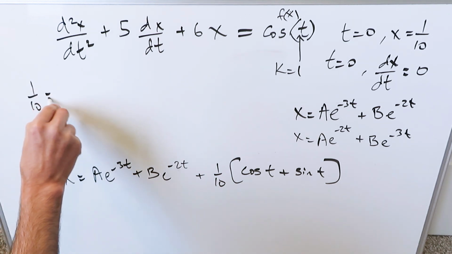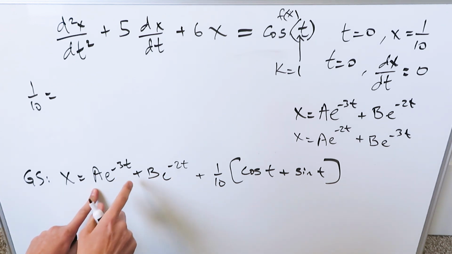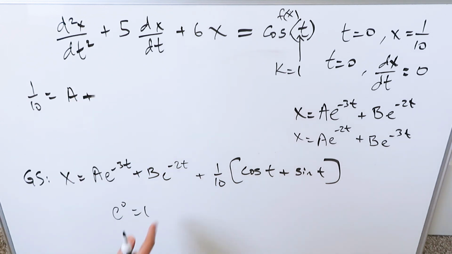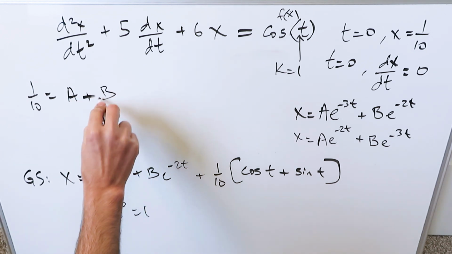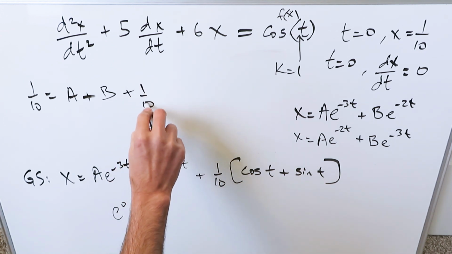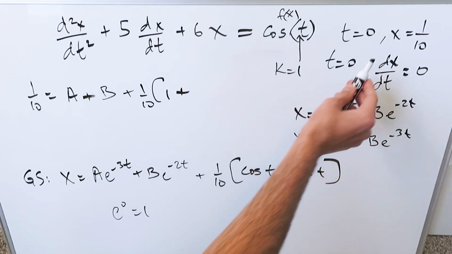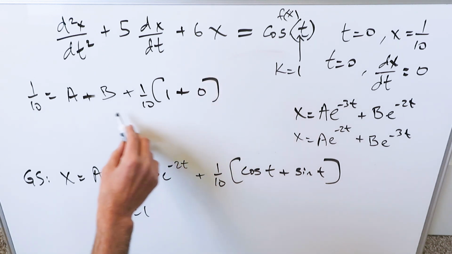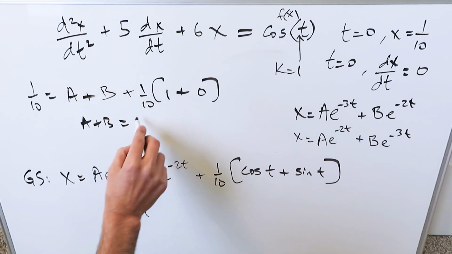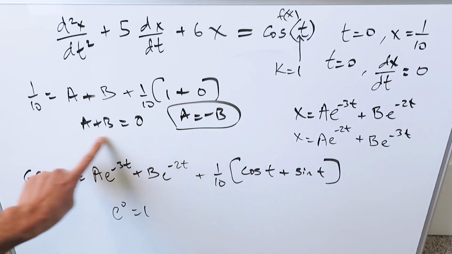I have 1 over 10 is equal to, at time t equals 0, wherever you have t's, put 0. E exponent 0 is a 1. You just have an a, because e to the power of 0 is equal to 1. Here e to the power of 0 is equal to 1. You'll just have a b. Cosine of 0 is 1. Sine of 0 is 0. But I'll have a 1 over 10. I'll have cosine of 0, which is 1, plus sine of 0, because in places of t's I'm putting zeros. I have that. What do I have? I have a plus b is equal to, push this 1 over 10 on the other side, it's 0. I know here a is equal to minus b. So let's put this aside and we have this so far.